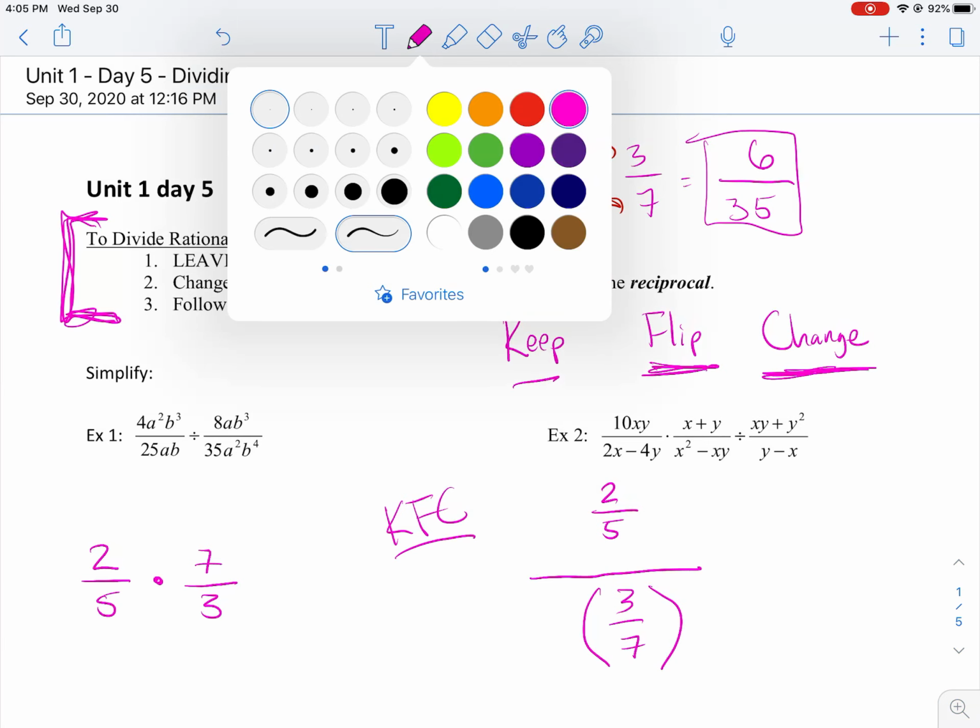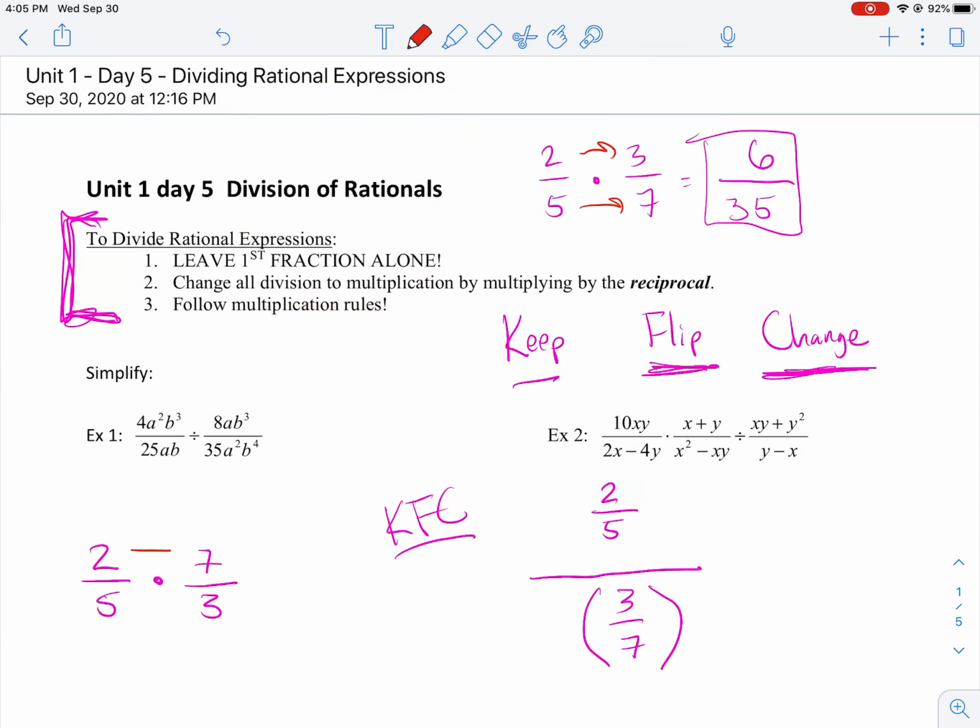And once we have done that, keep, flip, change, multiply straight across, following the rules of multiplication, and we get 14/15. Okay, so keep, flip, change. You got to remember the rules of dividing with these fractions. You keep the first fraction, flip the second one, or make it its reciprocal, and change it to multiplication.